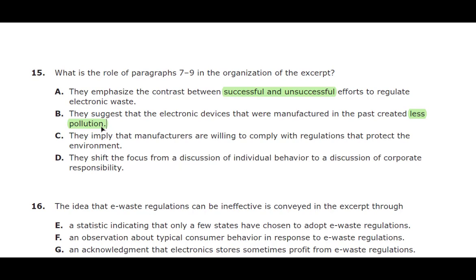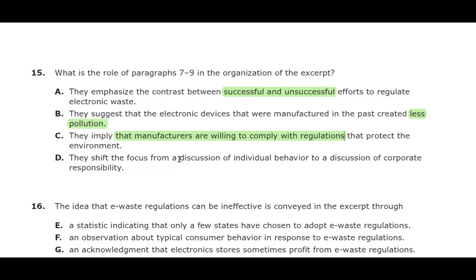That's wrong. Okay. C, they imply that manufacturers are willing to comply with regulations that protect the environment. No, the last paragraph 9 said some manufacturers are stepping up to the plate. But that is a long way and not a valid conclusion to say all manufacturers are willing to comply with regulations to protect the environment. And by the way, it said the regulations are kind of inadequate too. So yeah, C is not the correct idea.